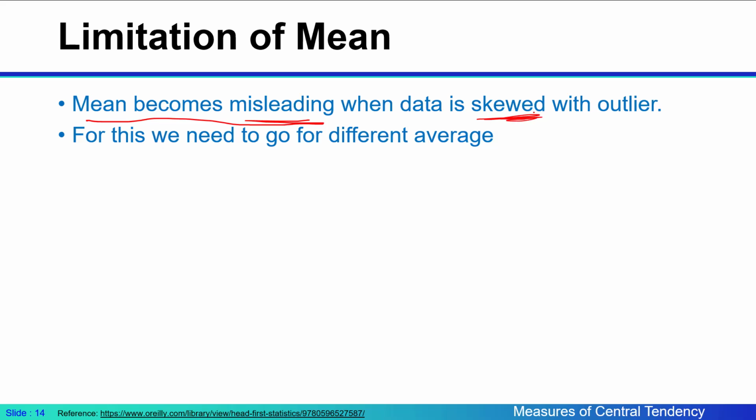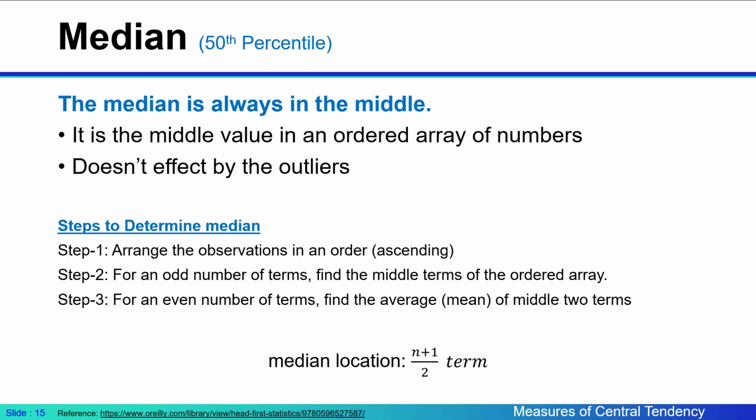Okay, so then what is the solution for this? We have to go for a different average. That's why we have three averages. The solution for that is the median. Median is also known as the 50th percentile of data. Basically, this is the middle value.